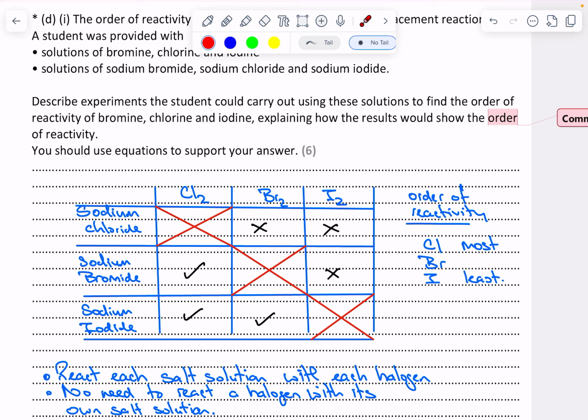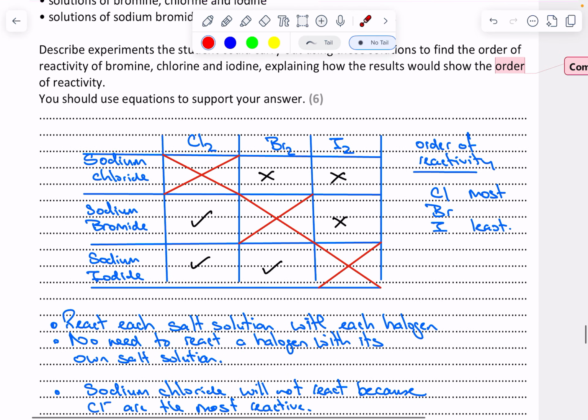And you can see what we're going to try and do is react the halogen solution with each of the salts. But what we don't do is react, say, the chlorine with the chloride and the bromine with the bromide, and we'll do the last one, iodine with the iodide, because they're the same halogen in each one. There's no point doing that. So we start with 3 big red crosses to show that we're not going to do those reactions. So putting that into words, we say that we react each salt solution with each halogen, and there's no need to react a halogen with its own salt solution.